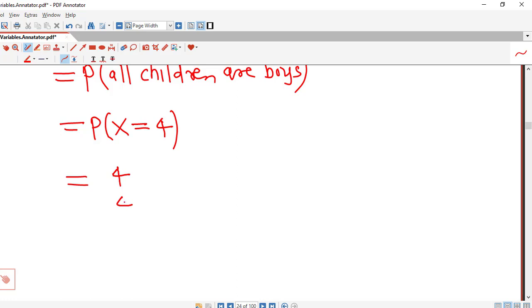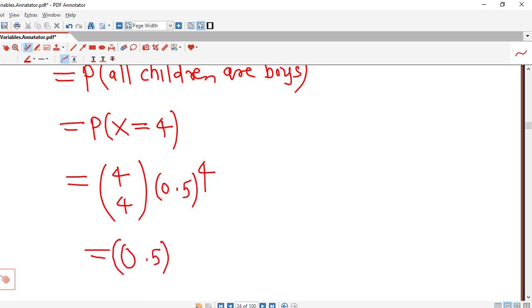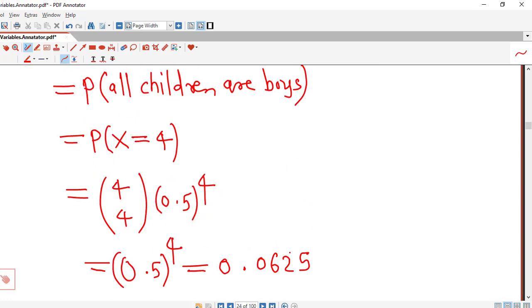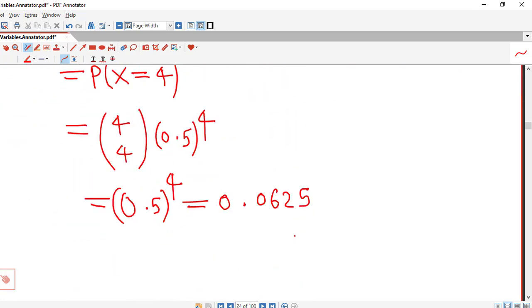So 4c4 times 0.5 to the power 4. 4c4 is 1, so we have to find out 0.5 to the power 4, and it turns out to be 0.0625. So this is the probability of no girl in one family.